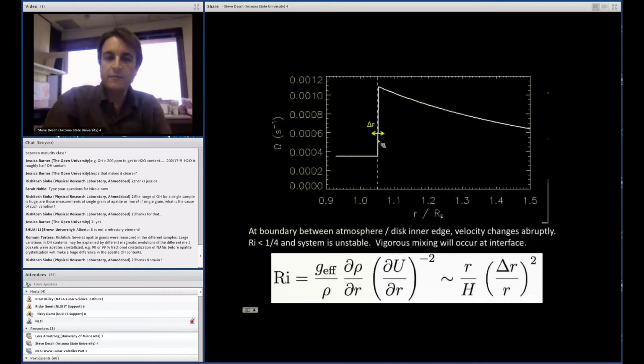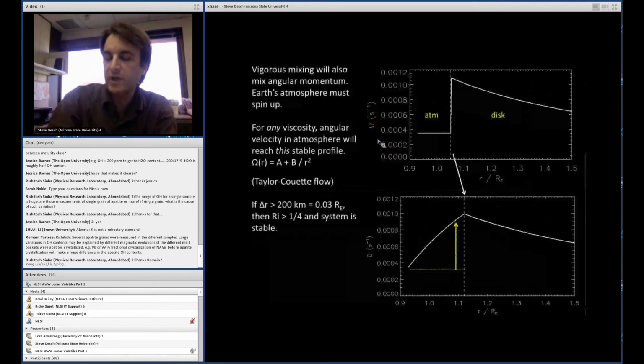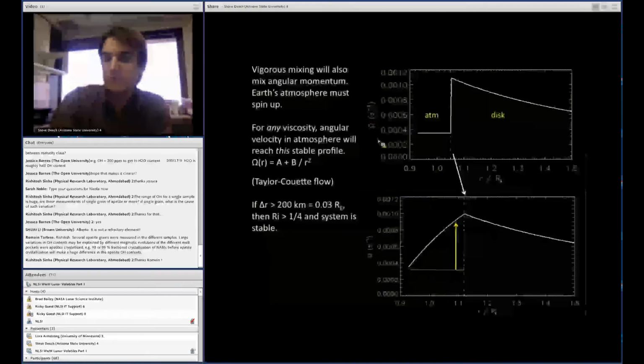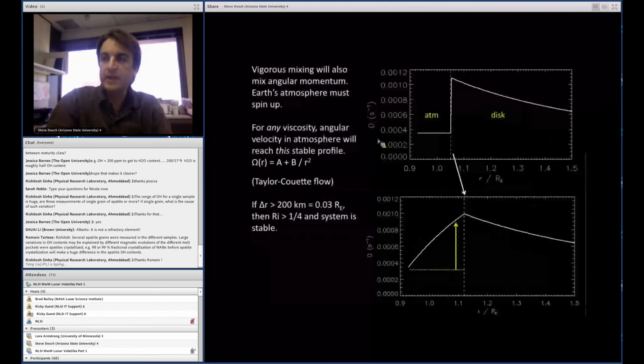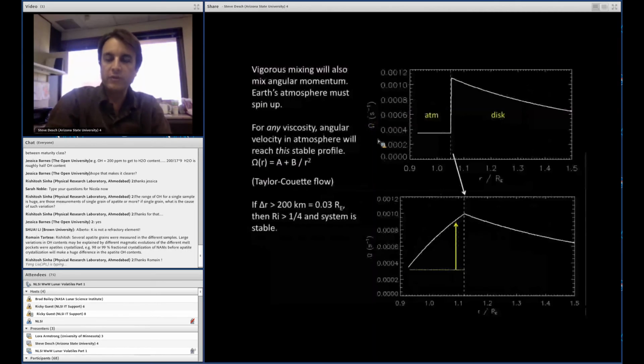And because of this velocity difference, this is angular velocity, but there's such a velocity difference over such a short length scale that the Richardson number means this is formally unstable. So there should be vigorous mixing. And so we agree with the conclusion of Pahlevan and Stevenson that there should be good mixing between the disk and the Earth's atmosphere. But the same mixing that will mix material is also going to mix angular momentum.